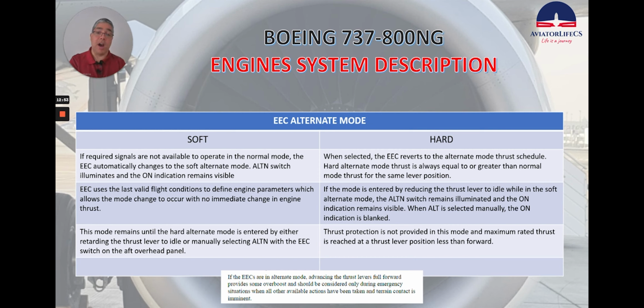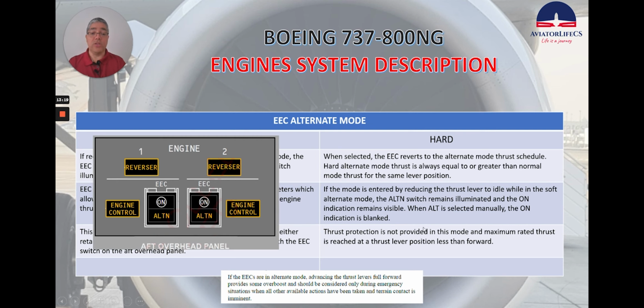So now if we talk about the hard alternate mode, when selected, the EEC reverts to the alternate mode thrust schedule. Hard alternate mode thrust is always equal to or greater than normal mode thrust for the same lever position. If the mode is entered by reducing the thrust lever to idle while in the soft alternate mode, the alternate switch remains illuminated and the on indication remains visible. So we are going to see something like this again.